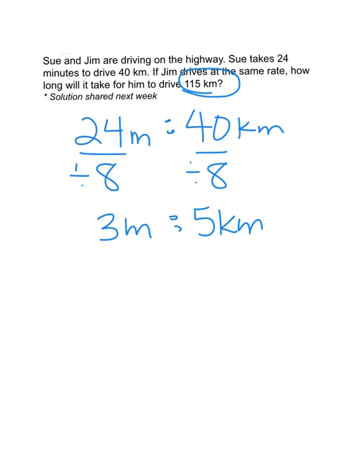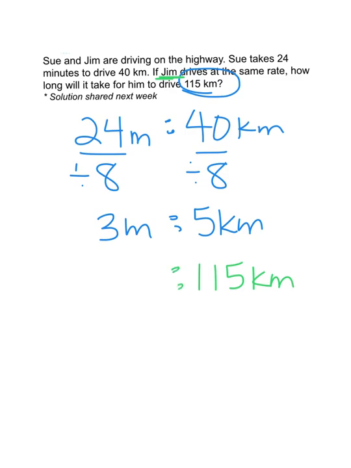Now with Jim, I'm going to do Jim's work in a different color. I'm going to do Jim's work in green. Okay, so Jim is green. What I know about Jim is I already know Jim's kilometers. I already know that Jim has driven 115 kilometers.